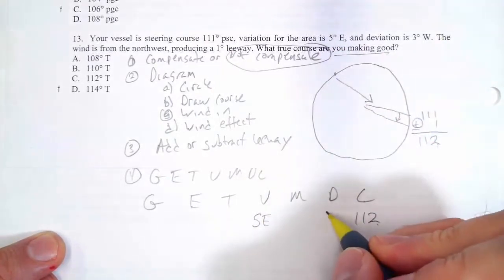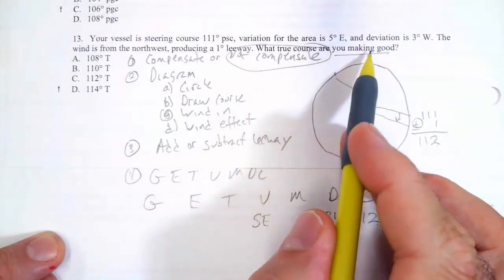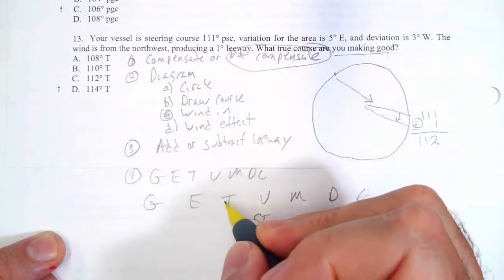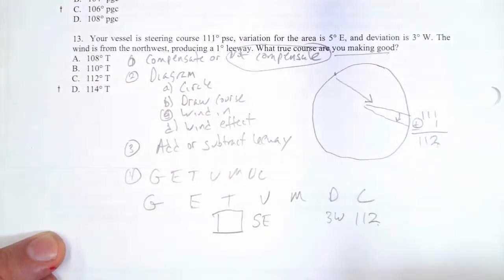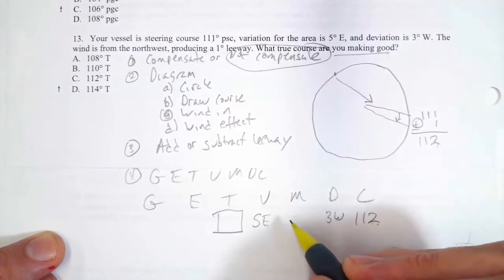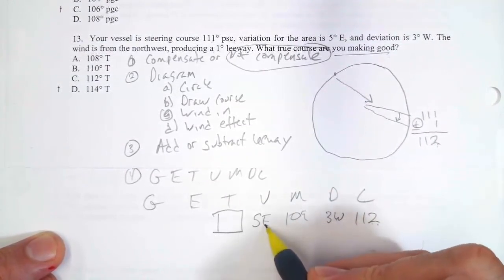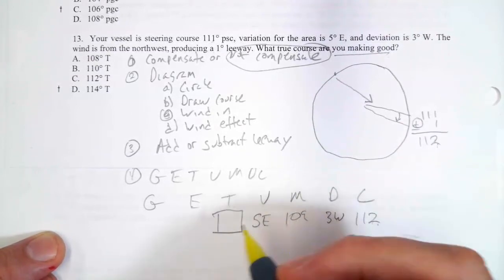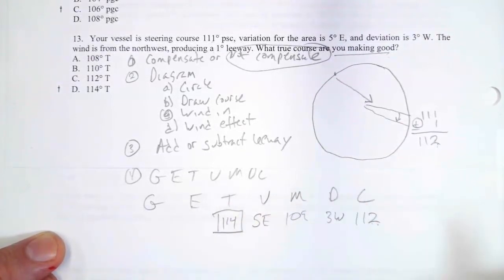And I can put in my deviation, that's 3 west. And what course are you making good? So they're asking me, what is this value? I can go 3 west, and I'm going to subtract that. That's going to bring me down to 109. And then 5 east, I'm going to add that. So that should end up being 114. And that's the answer.